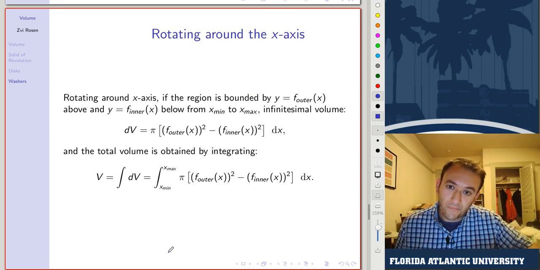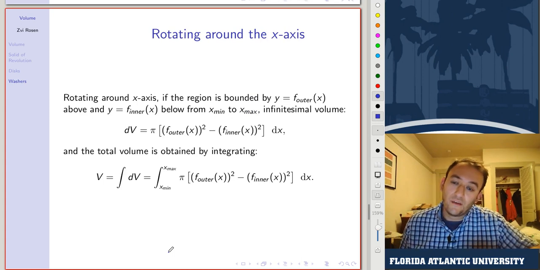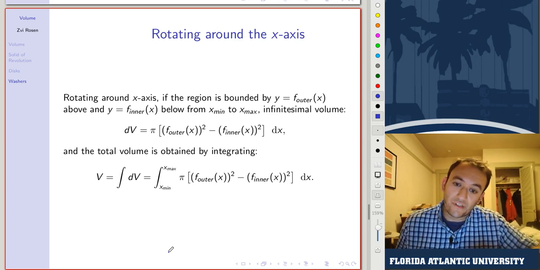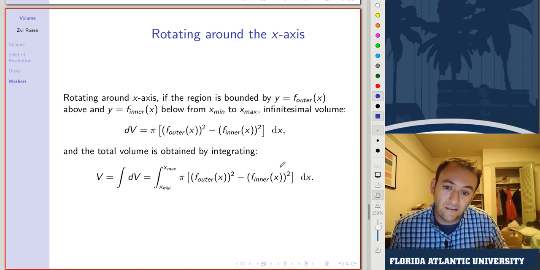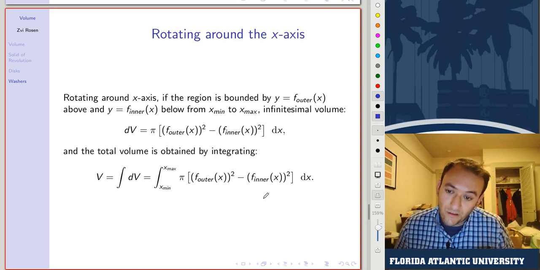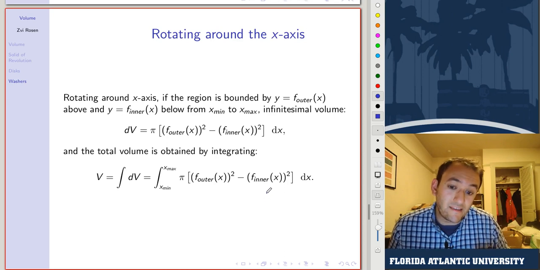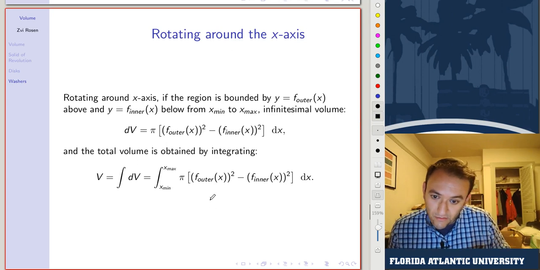Okay? And here we get a more explicit formula when we're rotating around the x-axis. So if the region is bounded by y equals f outer, and that's above, and y equals f inner below, from x min to x max, then this is our formula for the infinitesimal volume, and the total volume is obtained from the integral from x min to x max of pi times f outer squared minus f inner squared dx. Okay, and let's just draw a quick picture to represent what's going on here.